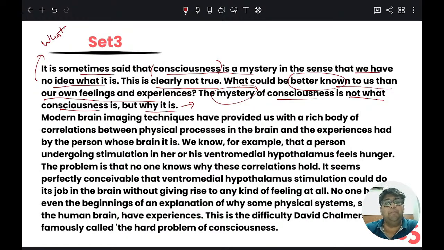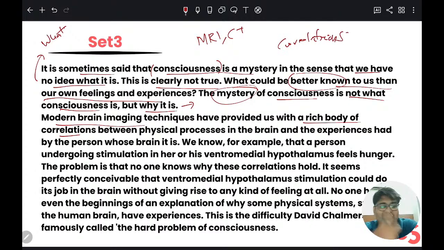Modern brain imaging techniques have provided us with a rich body of correlations between physical processes in the brain and experiences had by a person whose brain it is. Modern brain imaging techniques like MRI and CT have provided us with a rich body of correlations. Being an MHCET student, you should know correlations: the relation between two variables, say A and B. If they're directly proportional, as A increases, B will also increase. So that is directly proportional, and then we equate it with a constant.